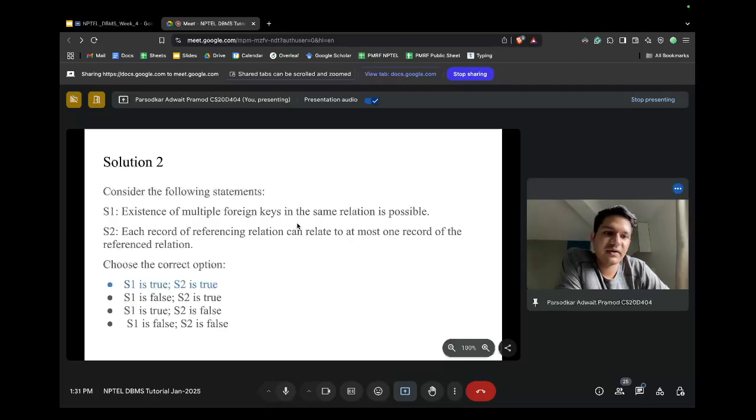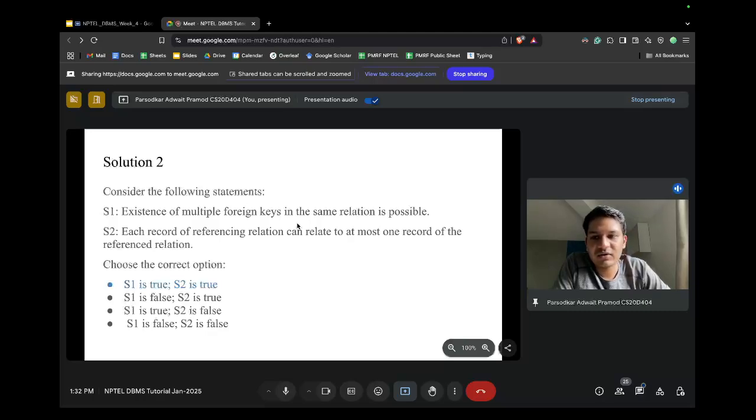So you could have a relation wherein you have employee ID and department ID. You could have a relation corresponding to the employees in an institute, say in CS. You would have an employee ID and a department ID. Employee ID would be a foreign key to an employee table, whereas department ID would be a foreign key to a department table. So that is definitely possible.